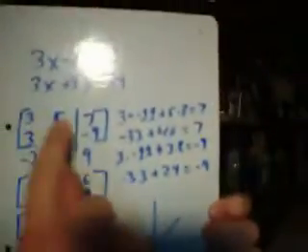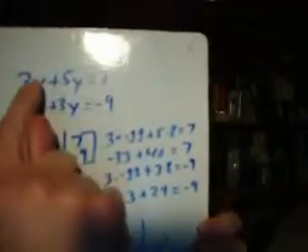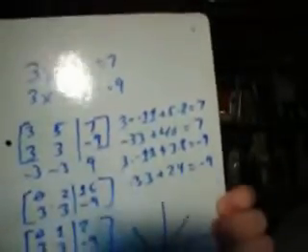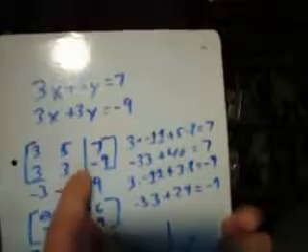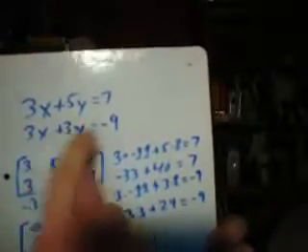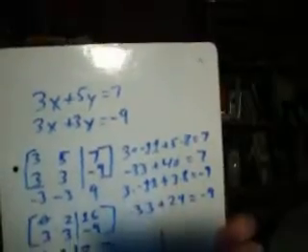You'll notice we have the 3, the 5, and the 7 from this first equation up here. 3, 5, and 7. And then, of course, we have the 3, 3, and the negative 9 here. And we have that right here, 3, 3, and negative 9. That's where they come from. Okay?